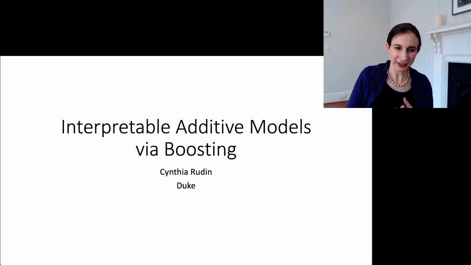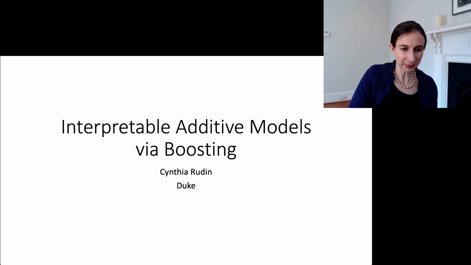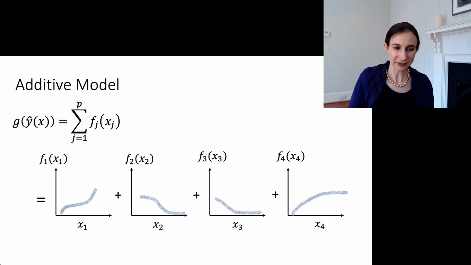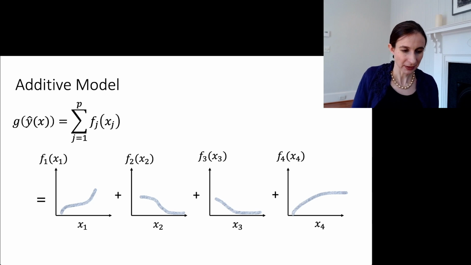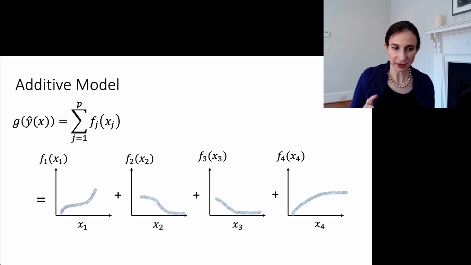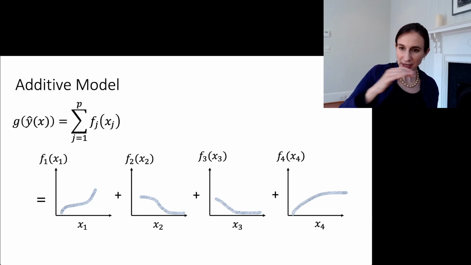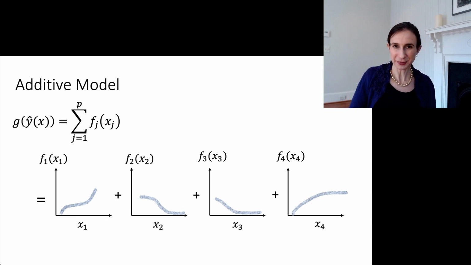All right, I'm going to show you how to create interpretable additive models via boosting. Okay, what's an additive model? It's a sum of functions of the original variables. So take x1, do a transformation of it, call that f1. Take x2, take a transformation of that, call that f2. And then you add up all these f's, and that's your model.